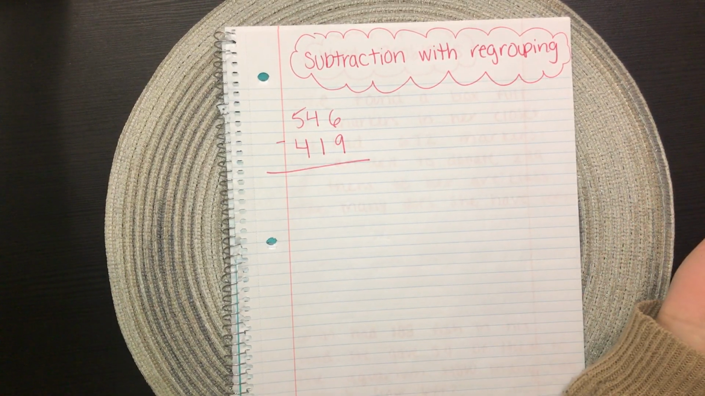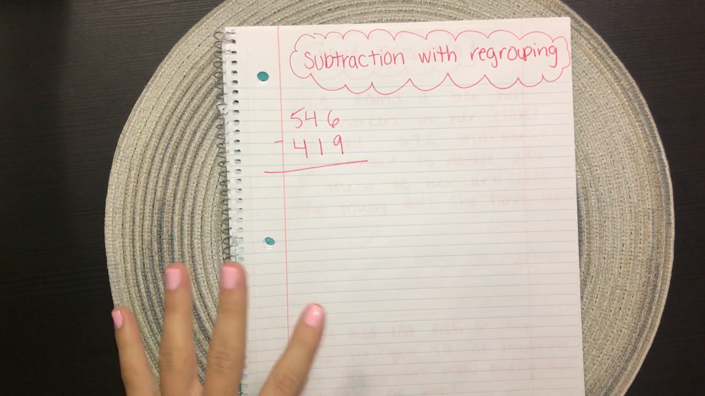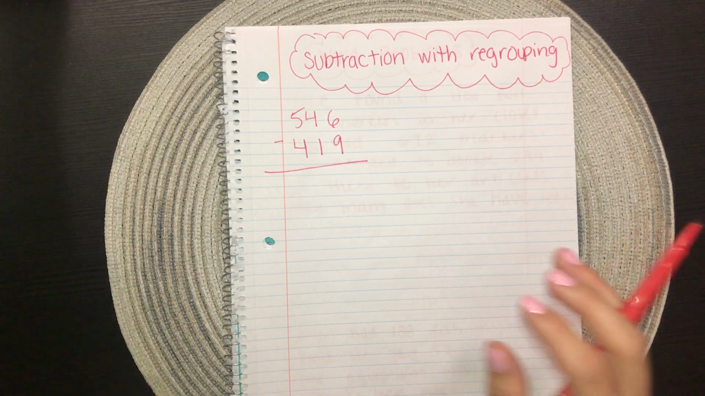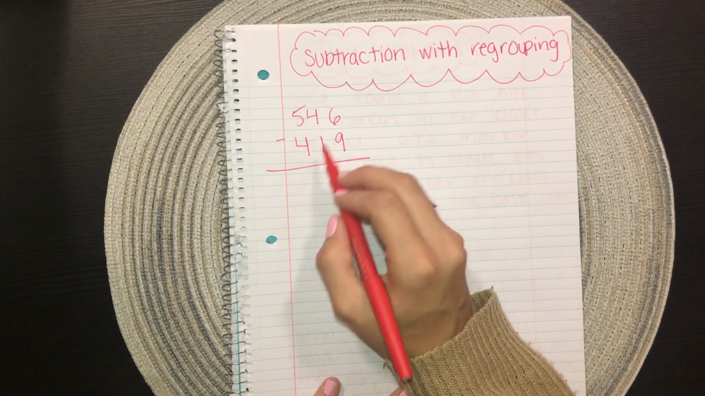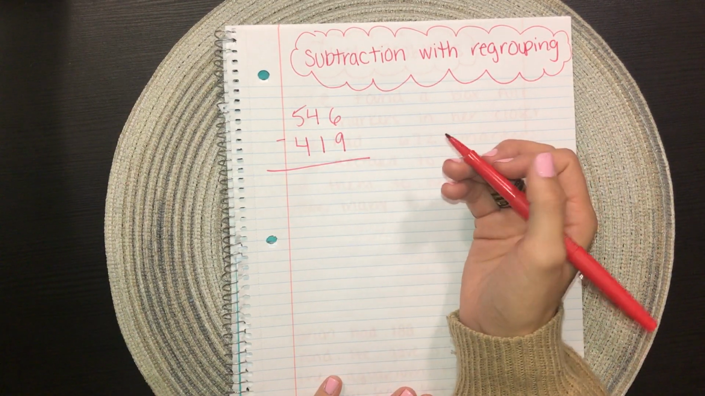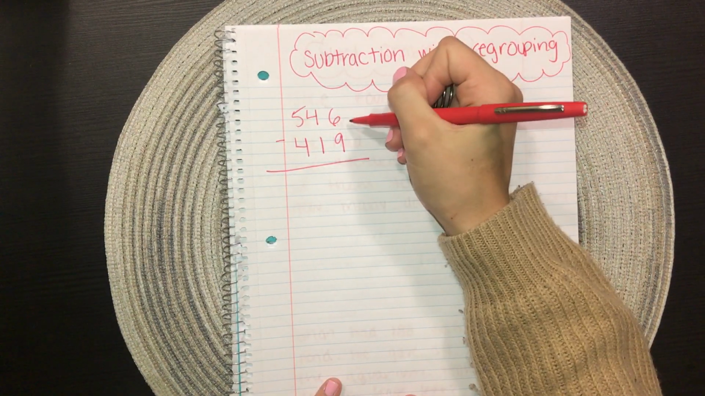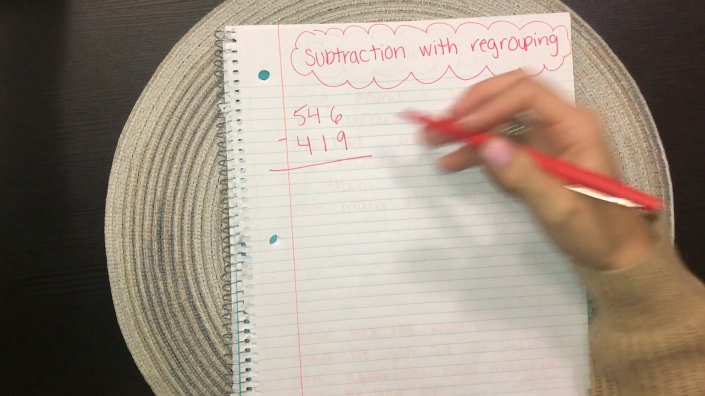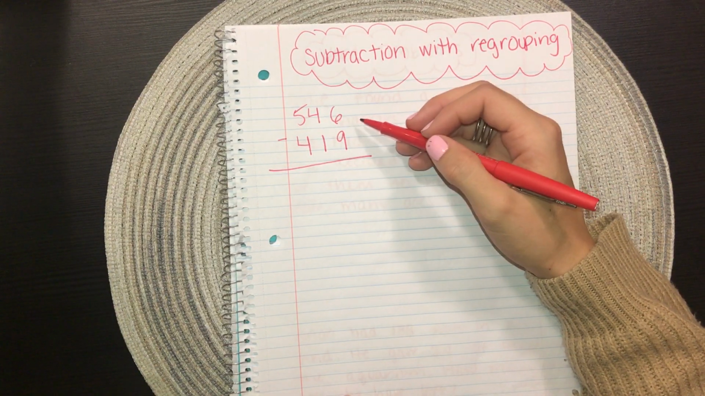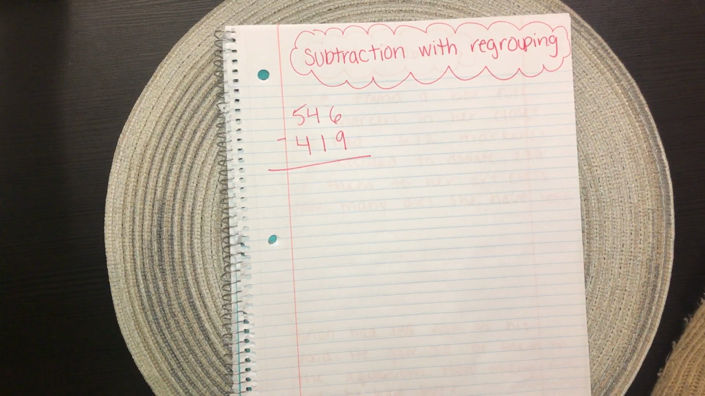It's very similar to the addition with regrouping, but instead you might need to borrow some or pull from another number, and I'll explain what I mean by that. So 546 minus 419. So just like addition, we start here in the ones place. So we have 6 minus 9. So right off the bat, we are stuck because say you have 6 cookies and you try to take away 9 of them, it's just not possible because you only have 6.